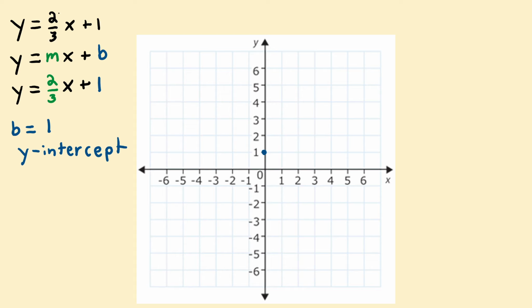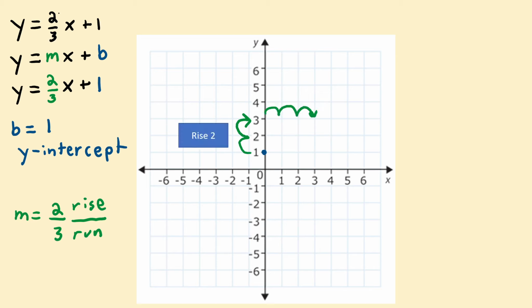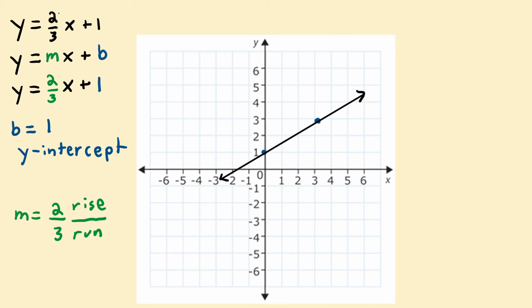Now our slope will guide us to our next point. Our slope was 2 over 3. That means our rise is 2 and our run is 3. Let's graph. A rise of 2 means we go up 2, and since our run is 3, we move 3 to the right. That's our second point. All that's left to do is connect these 2 points with a line, and we're done.